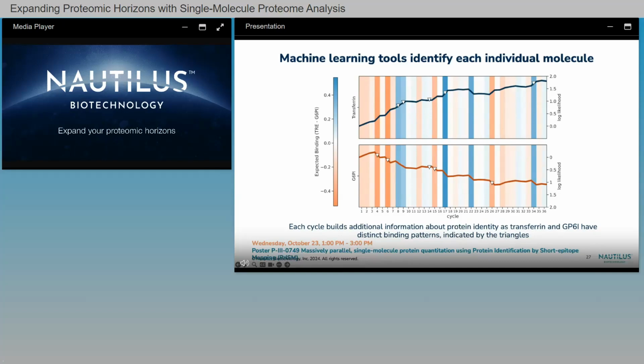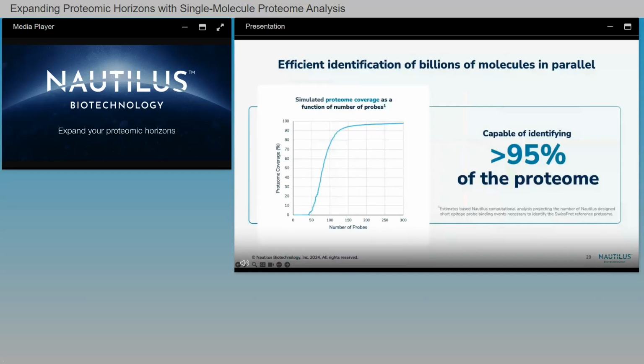One question that we often get is how many cycles, how many affinity reagents are required to substantively decode the entire proteome? Simulation results suggest that instead of needing tens of thousands of affinity reagents, this will be possible using on the order of 200 to 300 affinity reagents. And it really comes about because of the combinatorial nature of each probe being able to recognize many different proteins.